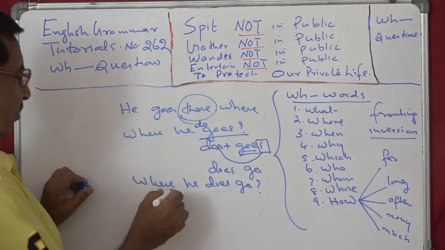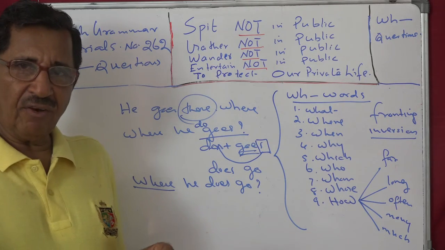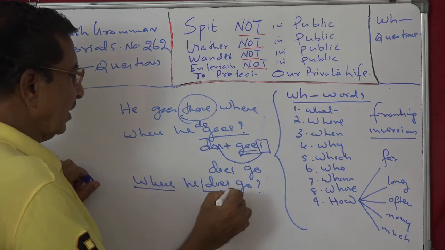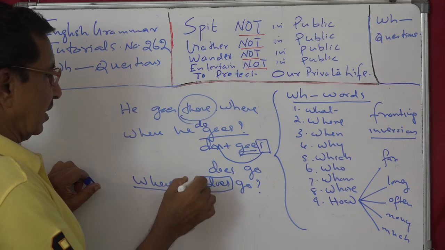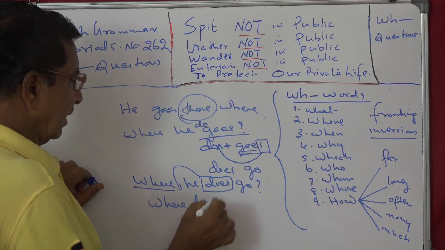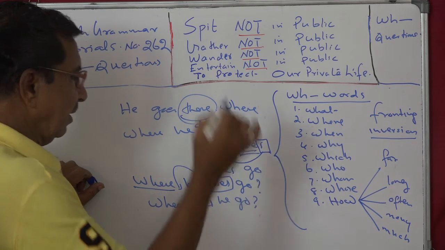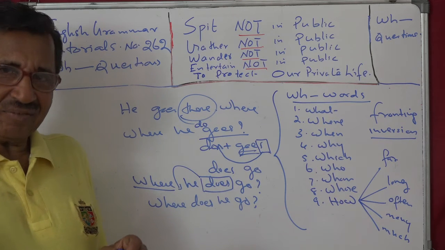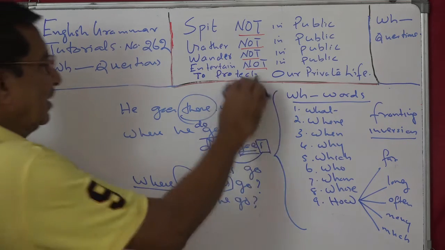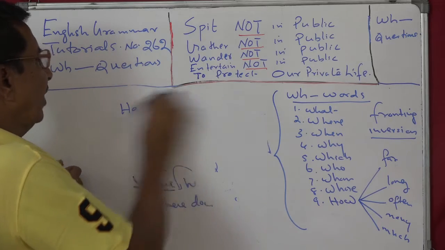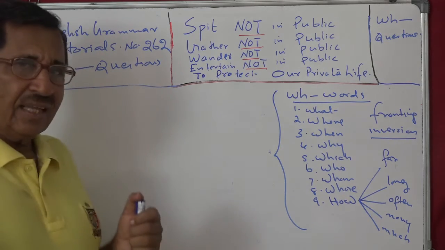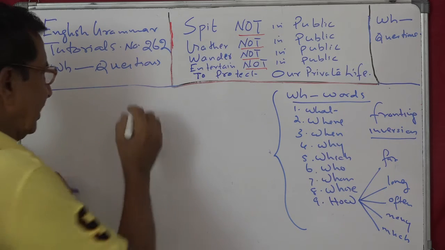As we have seen, the first rule we have followed is fronting of the WH word. Then the second rule is inversion of the auxiliary. So bring it here. Then it will be where does he go? That will be a perfect question. See that? And suppose it is plural. Where do they go? Suppose they go there.